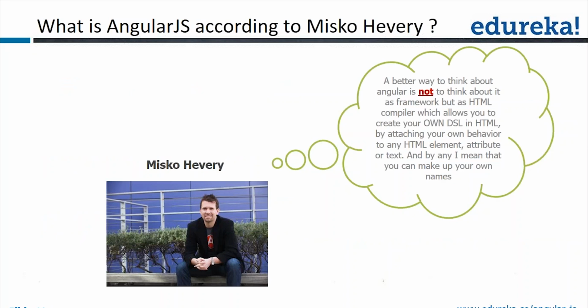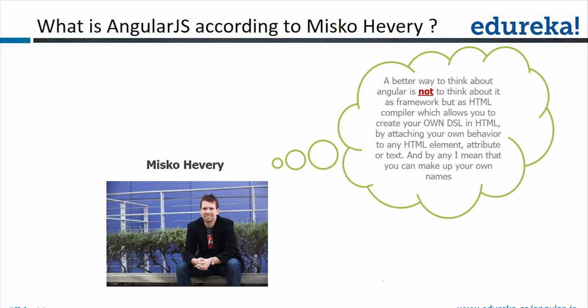Next is the inventor of AngularJS, Misko Hevery. What he is telling us is that we should not think of AngularJS as just a framework. Using AngularJS, we can create our own elements. We have one more beautiful feature in AngularJS called custom directives. Using custom directives, you can build your own elements which have some kind of functionality and look and feel.